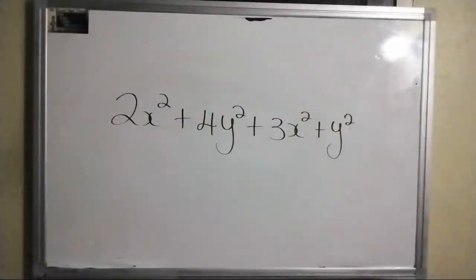We are working from 4 o'clock: 5x squared plus 5y squared. All right, somebody say that. All right, take a look now.